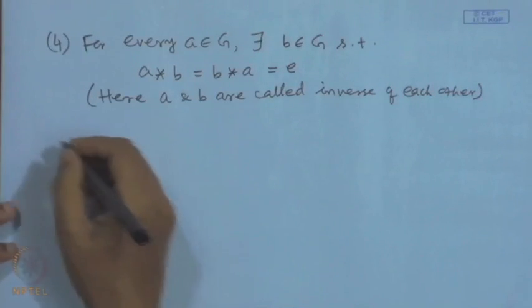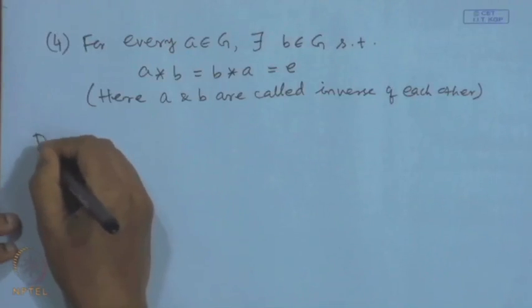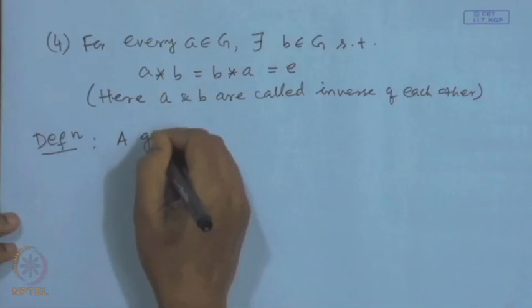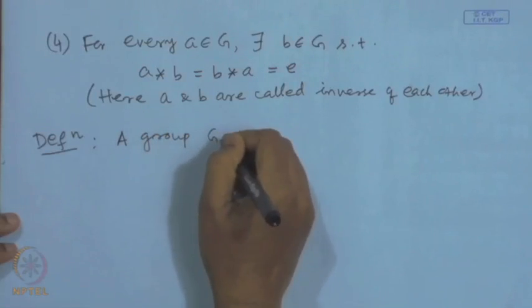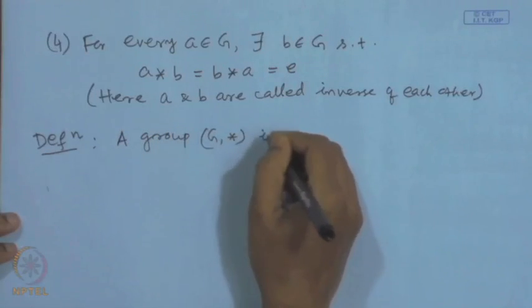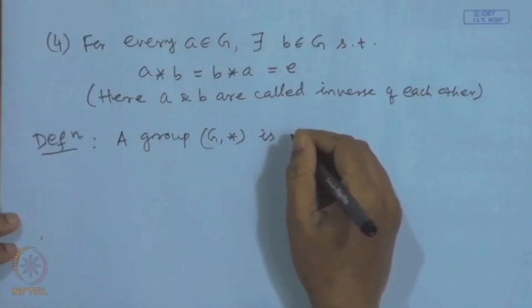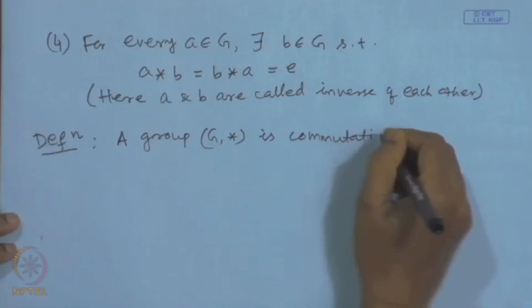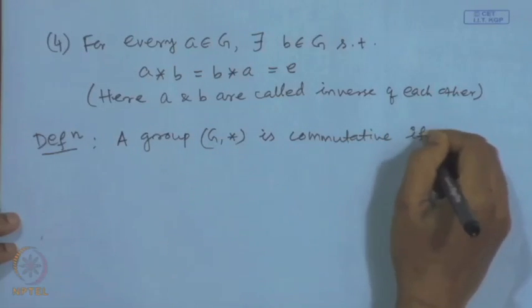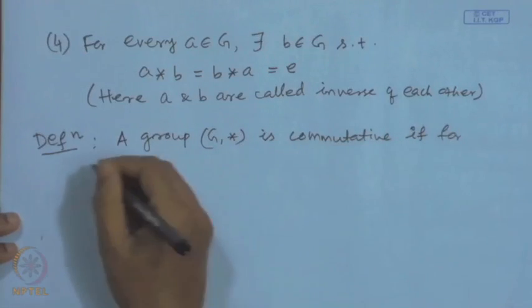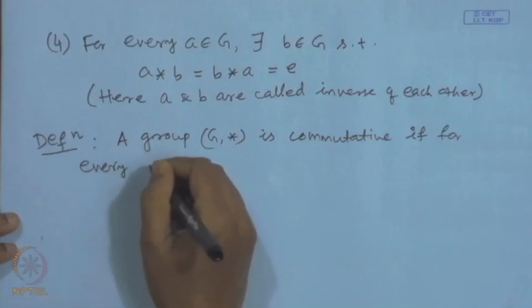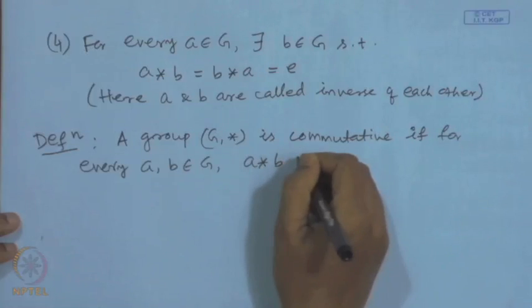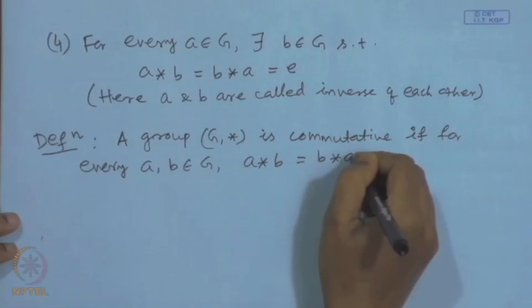Again, we say that a group G is commutative if for every element A and B in G, A star B is equal to B star A.